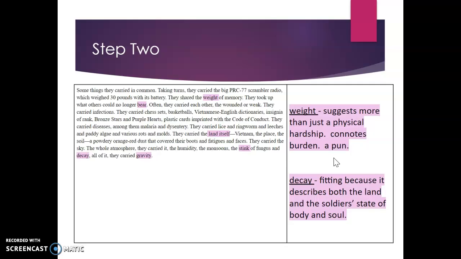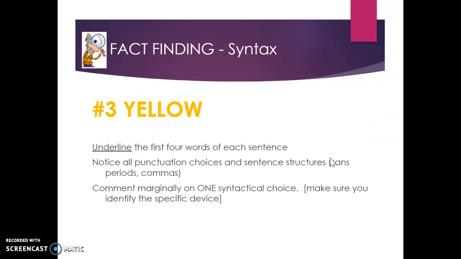Step 1, who, what, when, where, why. Step 2, we're looking at word choices and writing about the deeper implications, the connotative meanings of those words. As we move forward to step 3, then we're going to look at the writer's syntax. Here is a little bit of a mundane task, but I'm going to ask you to underline the first 4 words of every sentence. And while you're doing that, instead of just ignoring the words, you should pay close attention to patterns of sentence beginnings, to sentence lengths.